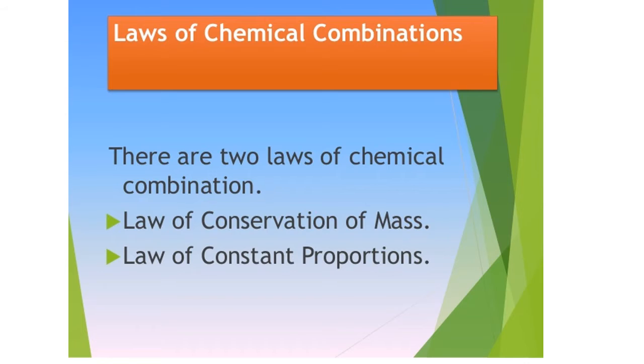of chemical combination, the first one we will be talking about is the law of conservation of mass, and the second law we will be talking about is the law of constant proportions. So we will be studying these two laws in detail in this chapter.